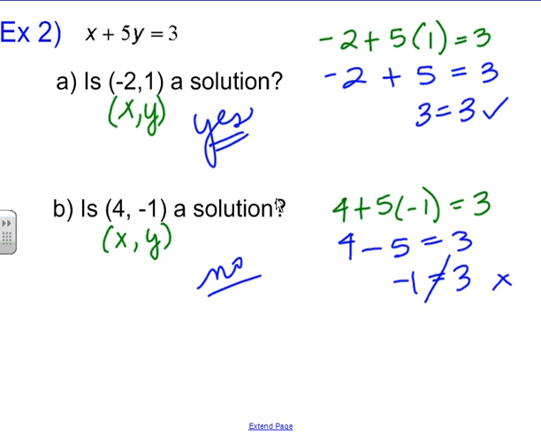So we can sometimes use algebra to find out if something is a solution or not. We don't necessarily have to go through plotting it all and getting a t-table and looking to see if it's on the line. There are easier ways.